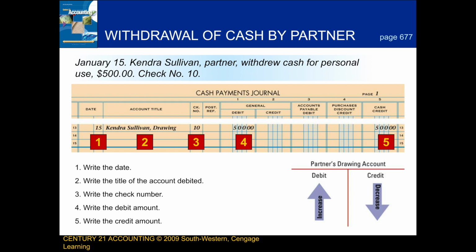One last thing to note here is that the partner's drawing account is an owner's equity account that has a normal debit balance. So it increases by a debit and decreases by a credit.